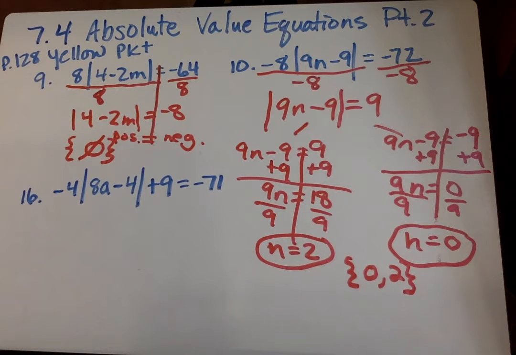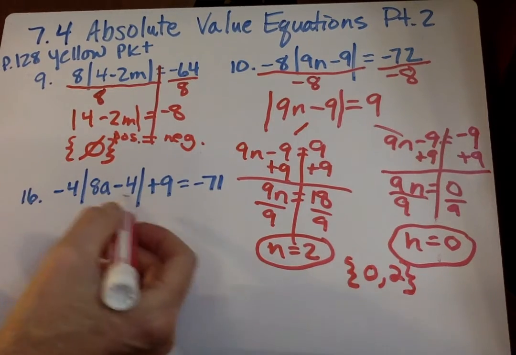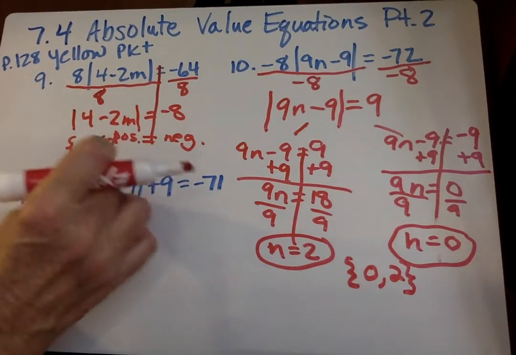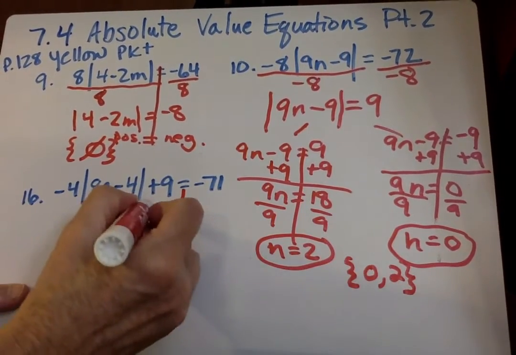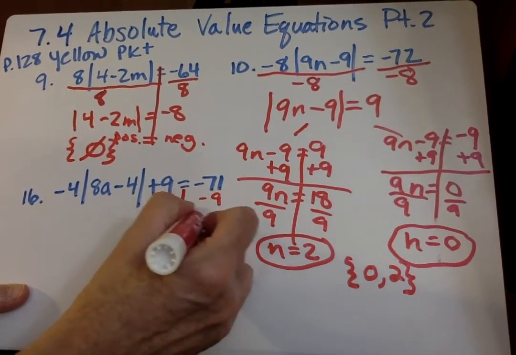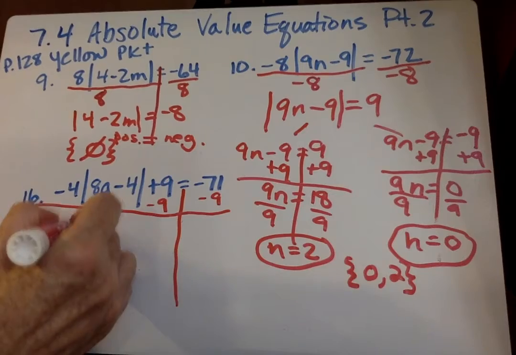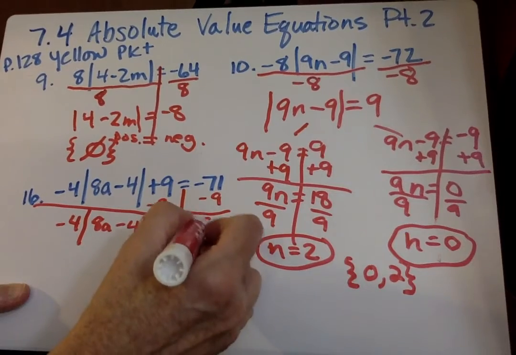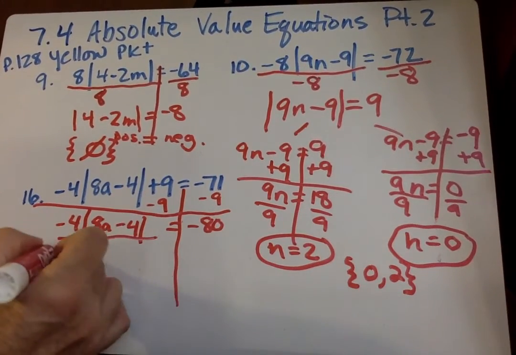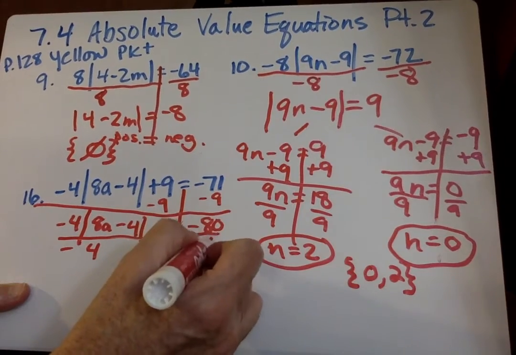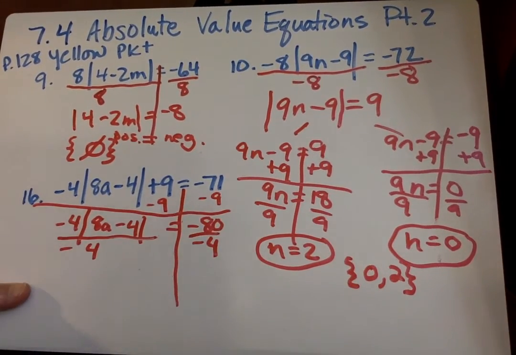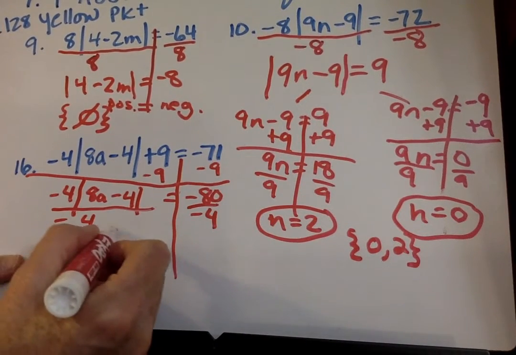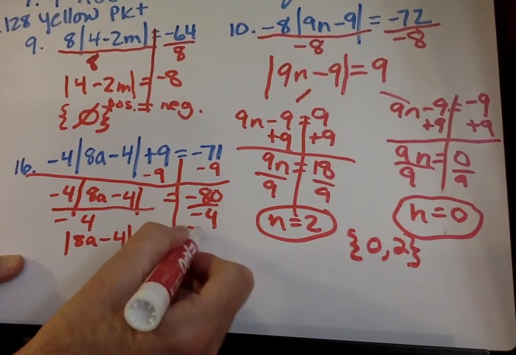Now let's go on to number 16 down there towards the bottom. I'm going to isolate the absolute value. We can pretend this whole thing is like an x, so we have to get it by itself. So we're going to go minus 9 here, minus 9. Negative 4 times absolute value of 8a minus 4 equals negative 80. Divide by negative 4, divide by negative 4. Then I get absolute value of 8a minus 4 equals 20.